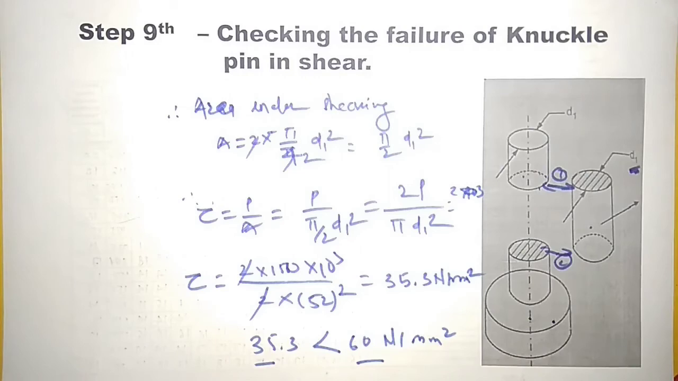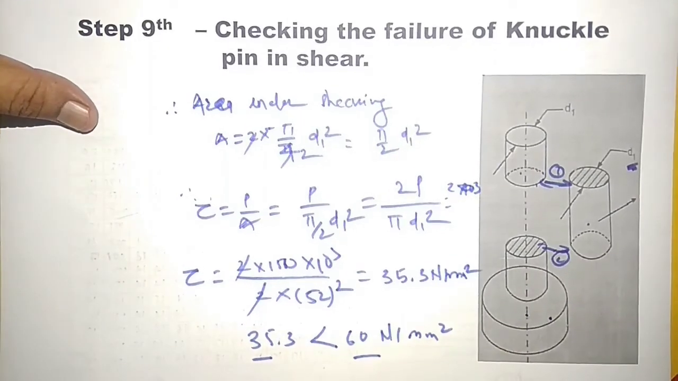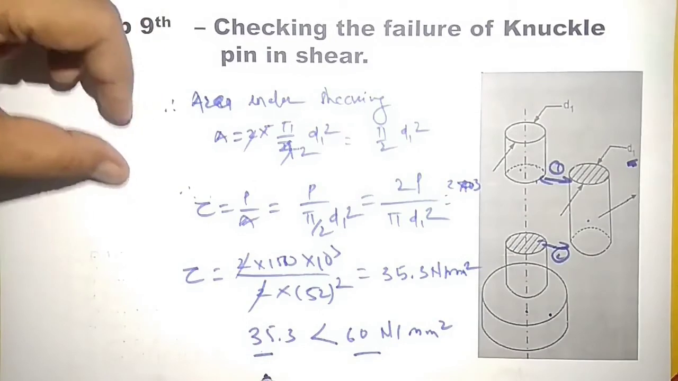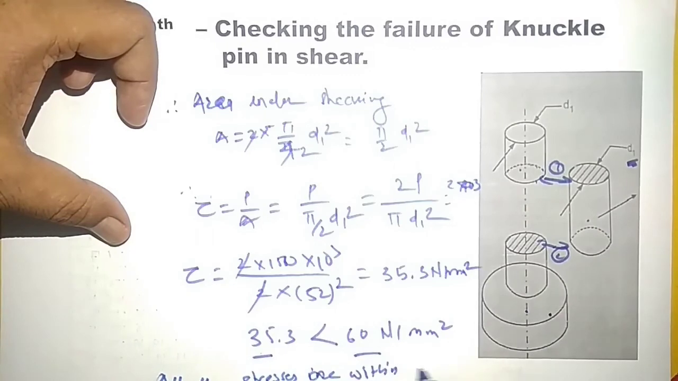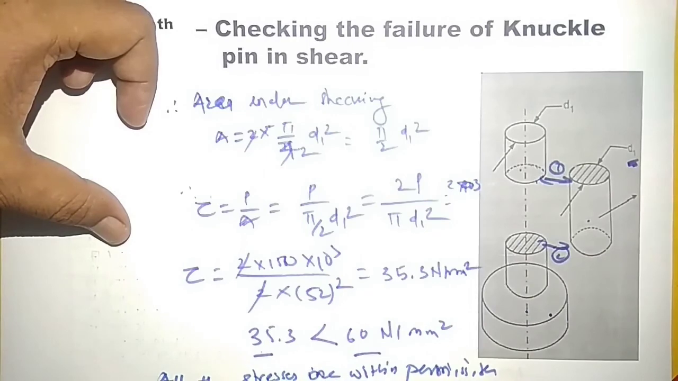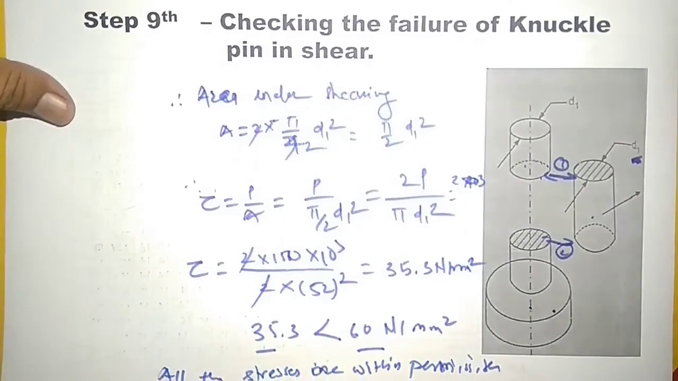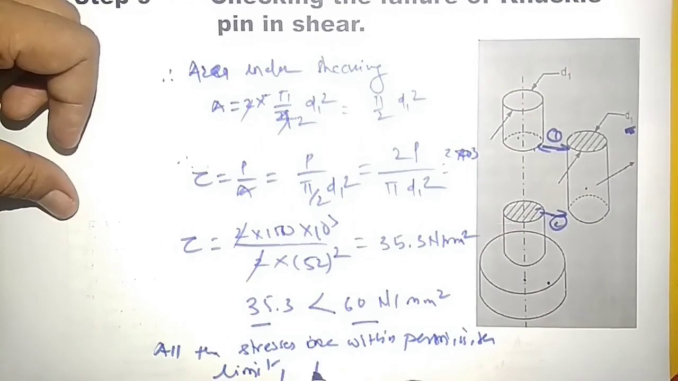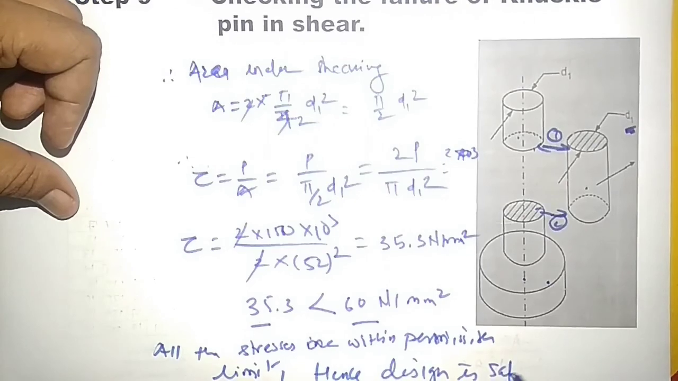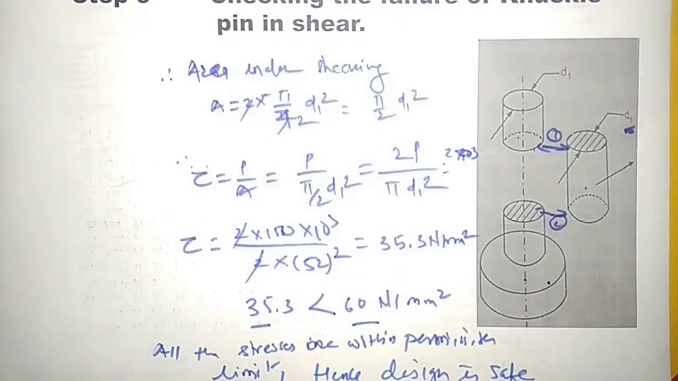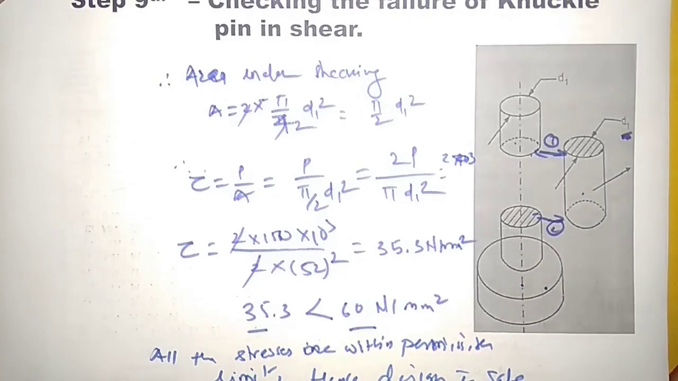At the end, write down one sentence: all the stresses are within the permissible limit, hence the design is safe. So in this way we can solve the numerical of the knuckle joint.